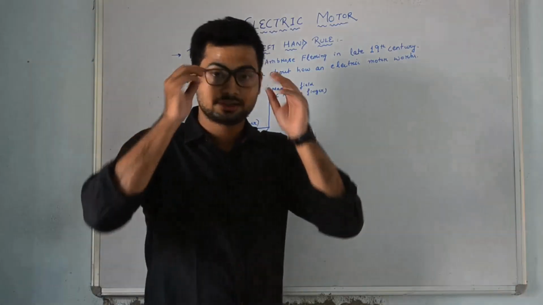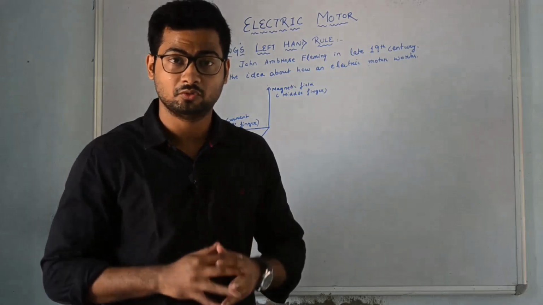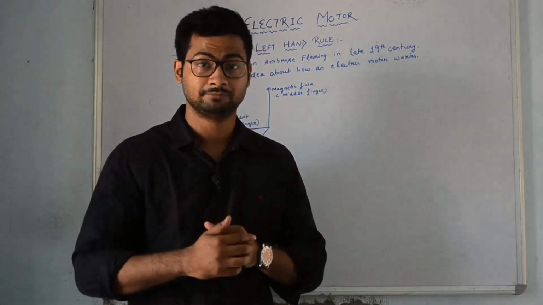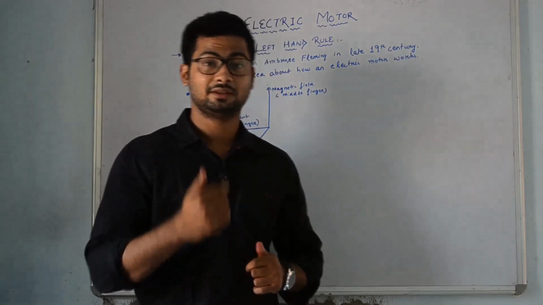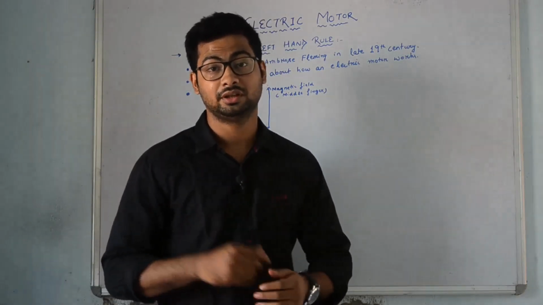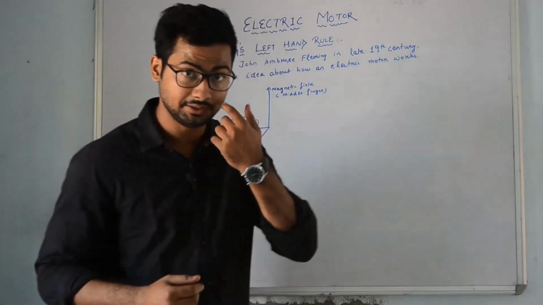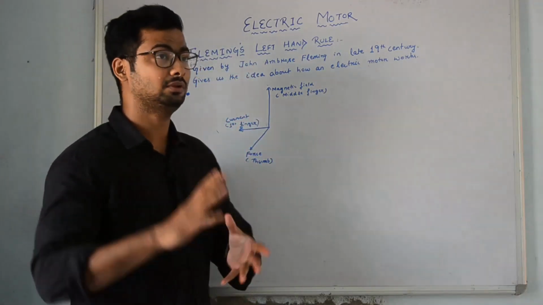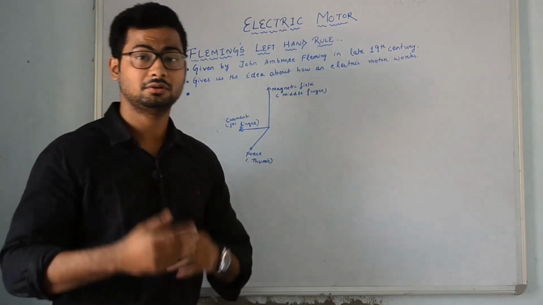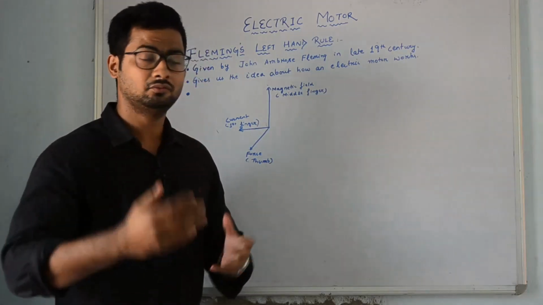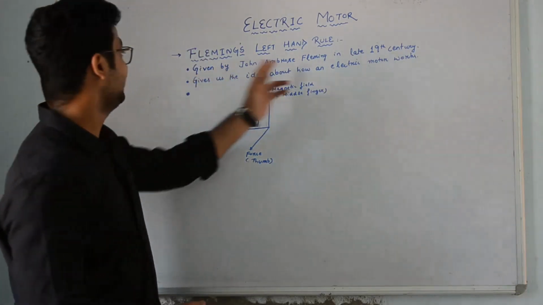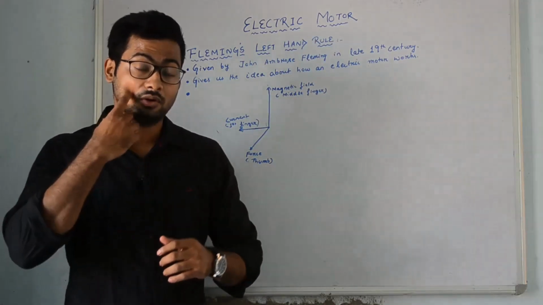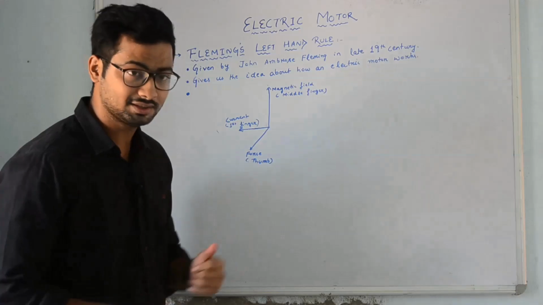So to understand the working of an electric motor, we need to understand the rule which it follows while moving. This rule was given by John Ambrose Fleming in the late 19th century, and this principle determines the direction of motion of the electric motor when it is working. It gives us the idea about how an electric motor works. Now what is this law?